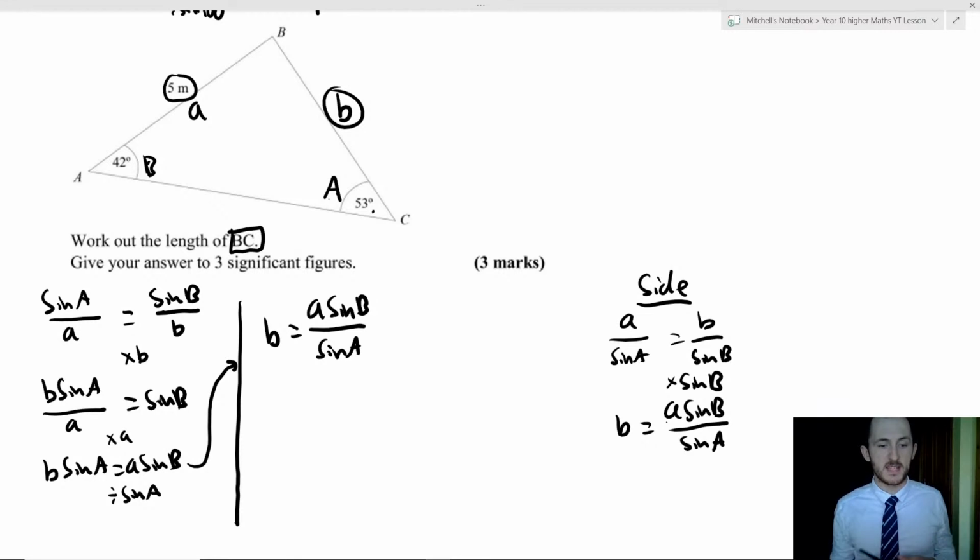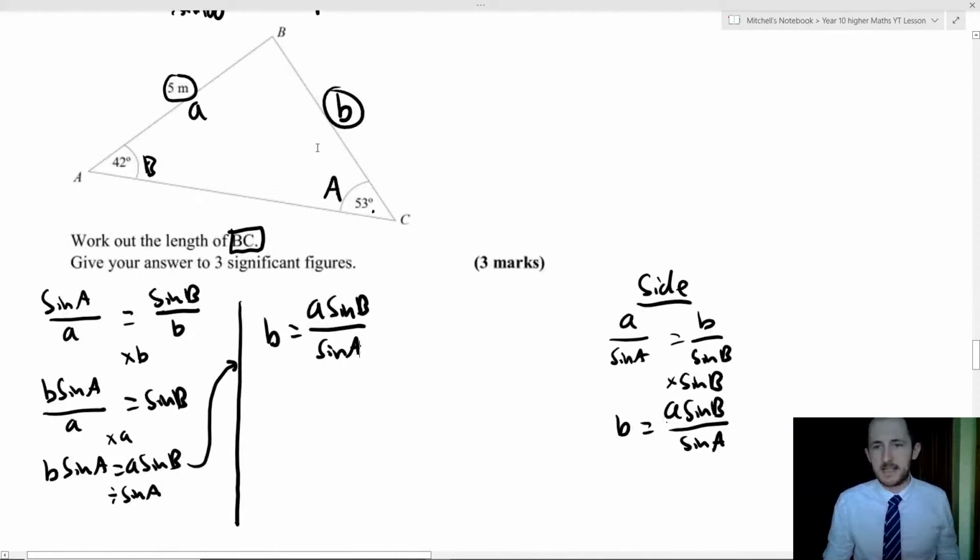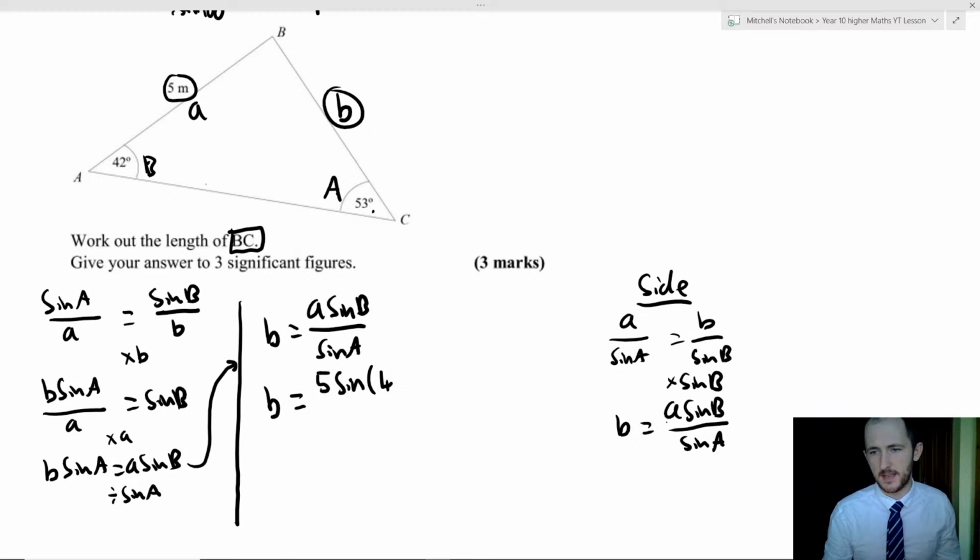So you might have noticed that I don't really use C and sine C despite it being in the formula. All it really means is that all three pairs are equal. I've never seen a case where you need to use all three. So realistically, you just need to know A and B anyway. Now to do the substitution, a is 5 meters in this case. Sine B, again, make sure you don't get the angles confused, because it's very easy to do that. It's 42 degrees in this case. And A is 53.